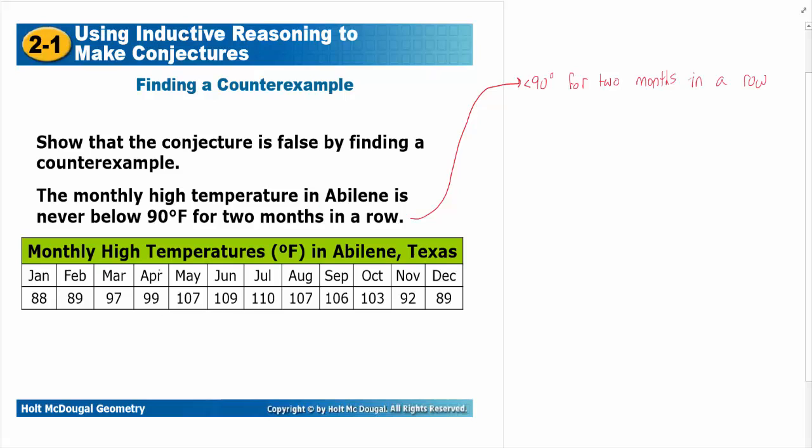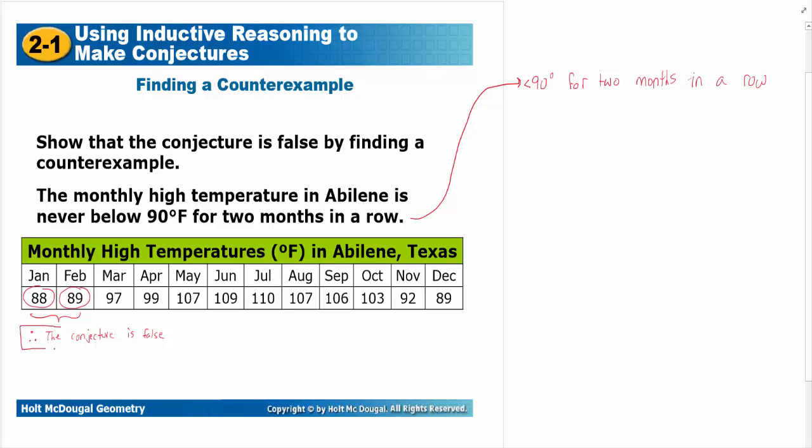Okay, so let's look down here, see if we can find it. Here I got an 88 degrees. Here I got an 89 degrees. So we got our data that contradicts the conjecture that says the monthly high temperature in Abilene is never below 90 degrees for 2 months in a row. So based off of this data, I can say therefore the conjecture is false.